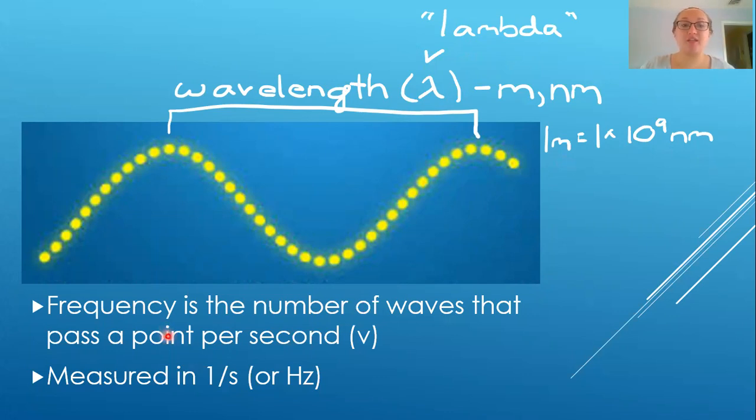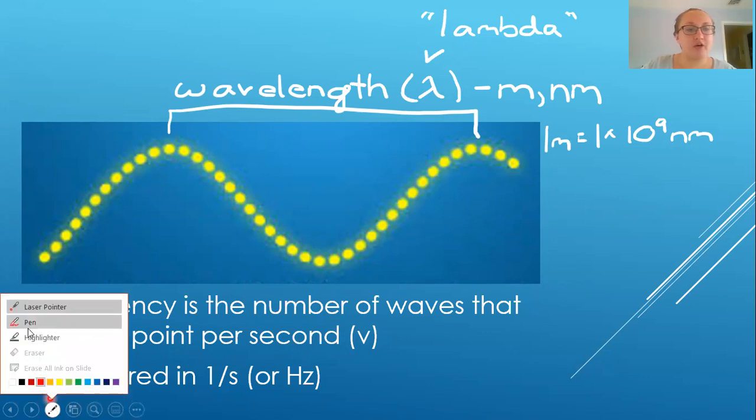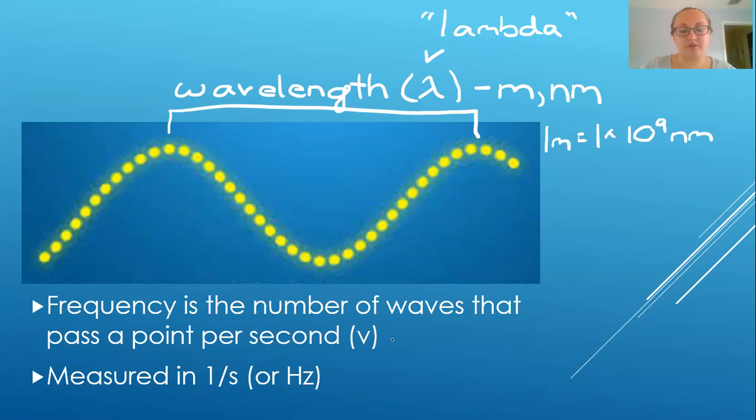Frequency is the number of waves that pass a point per second. Its variable is this little V-looking thing, which is actually the Greek letter nu. So let me write that out. Nu. Frequency is measured in per second, or 1/second. You may also see this as hertz, or Hz. That just means 1/second.